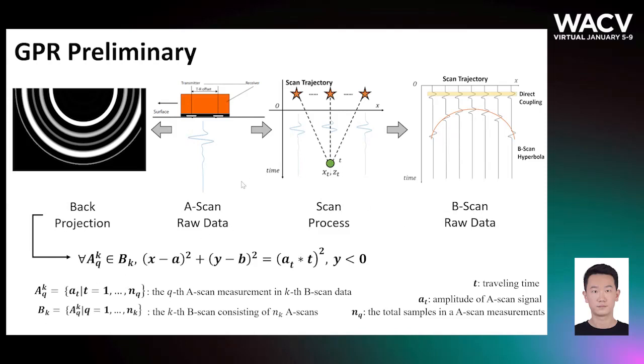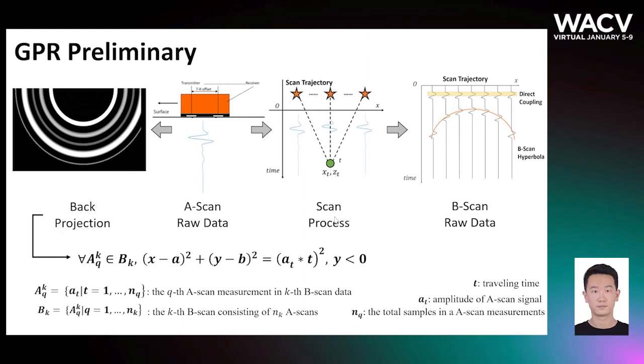Ground penetrating radar emits a scan from its antenna. As depicted in the middle image, when the GPR moves on the ground over an object along a trajectory, it produces a series of A-scans at different positions, and this ensemble of A-scans forms a B-scan.